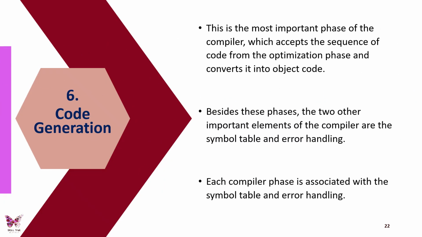Next one is code generation. This is the most important phase of the compiler, which accepts the sequence of code from the optimization phase and converts it into object code. Besides these phases, the two other important elements of the compiler are the symbol table and error handling. Each compiler phase is associated with the symbol table and error handling.